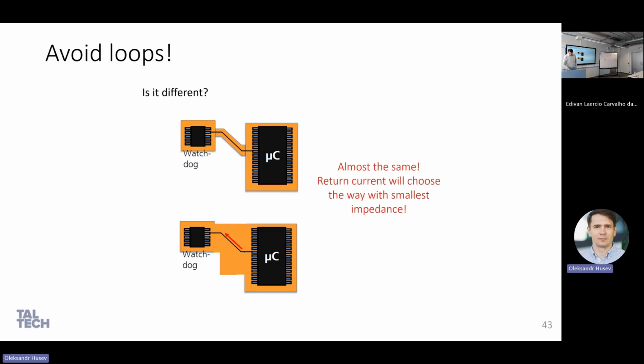But look, almost the same. Return current will choose the way with smallest impedance. Why almost the same? If you consider constant current, you just imagine, right? This one is better because total impedance, if you consider resistive impedance, is better because resistance is smaller, right? But it's so negligible. But in terms of high frequency, current will select the path with minimum inductance. And if you increase switching frequency, you will see that current will select this path. It will not use all this copper.